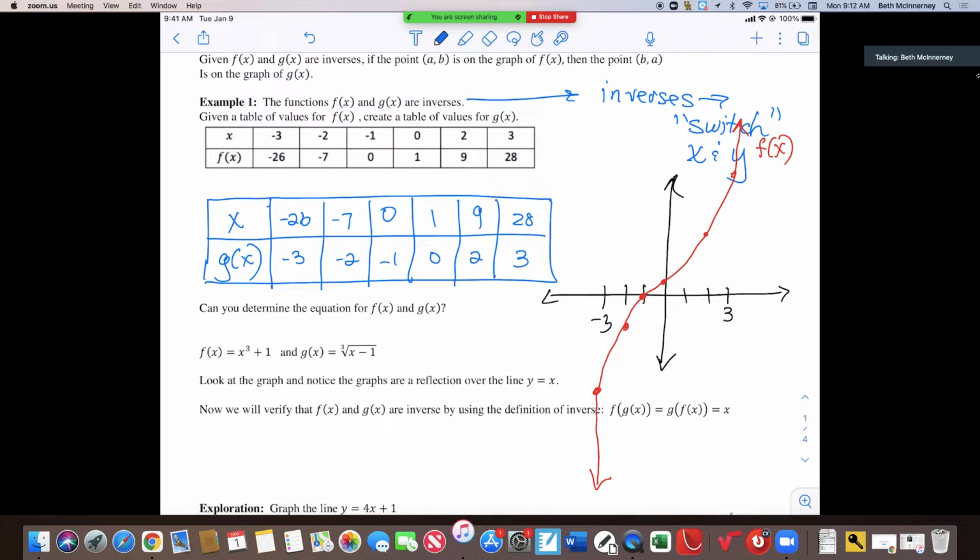And again, we're not looking for perfection here. I'm just trying to get a rough sketch of this. And then if I do g of x, which is the inverse, so I have 0, negative 1, 1, 0, then I have 9, 2, then so do you see it's like this?